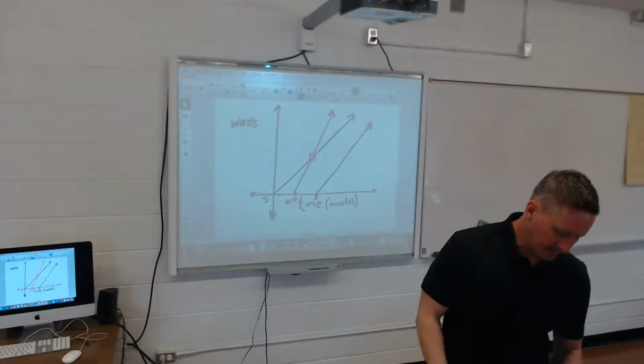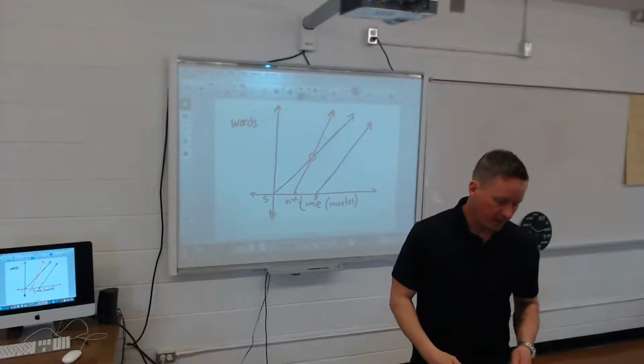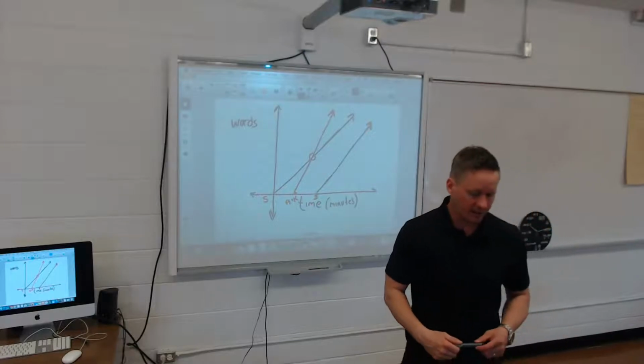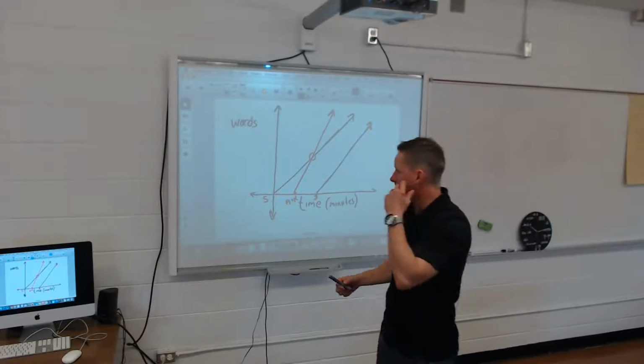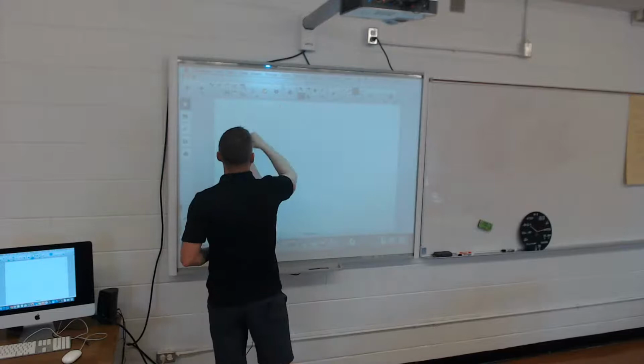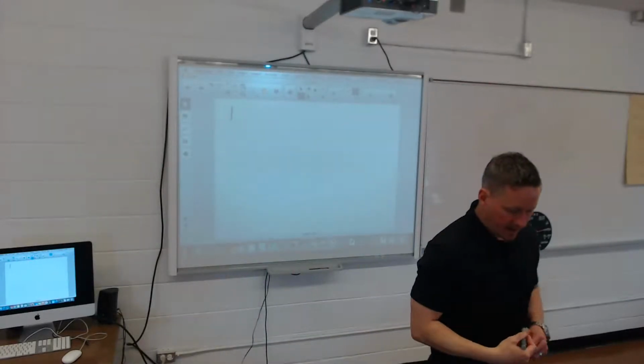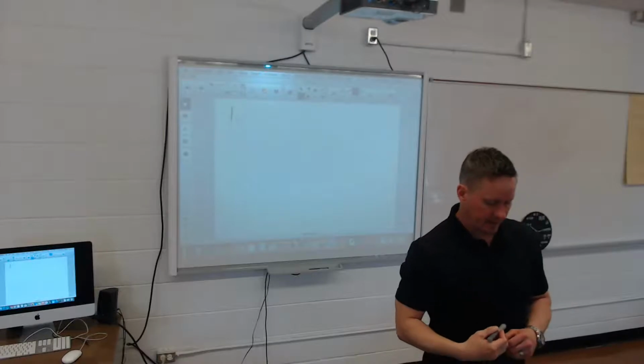Now that's not the easiest of examples, but let's go to the practice now. So let's look at the practice questions on page 179, and let's start with question 1. It says, predict the number of solutions for each system of linear equations.